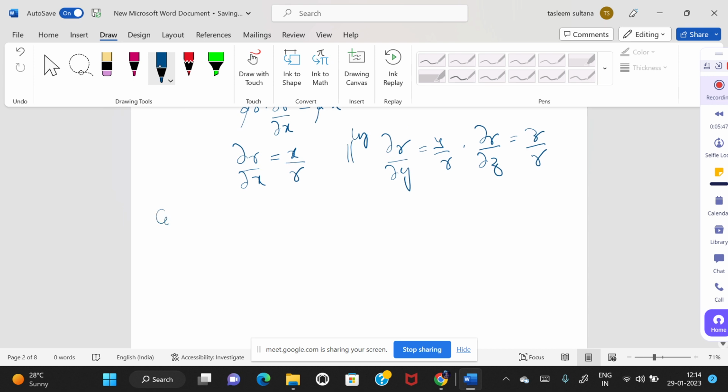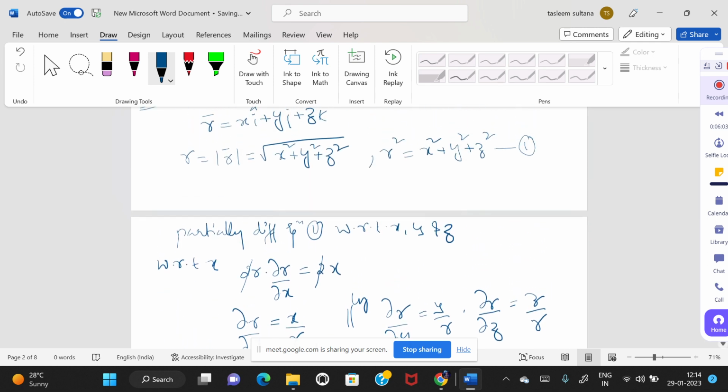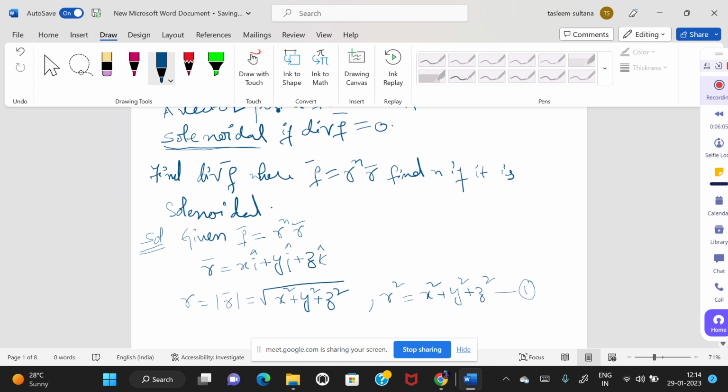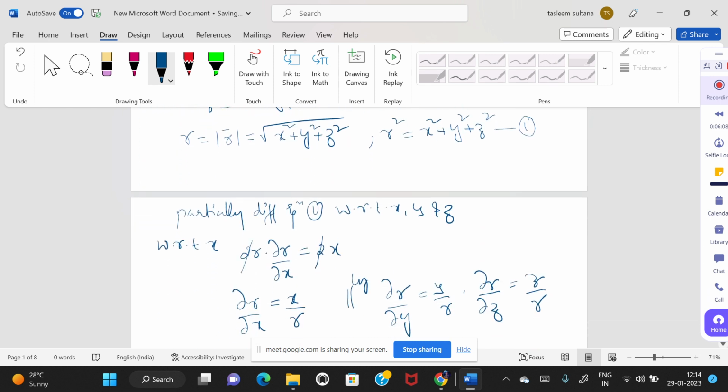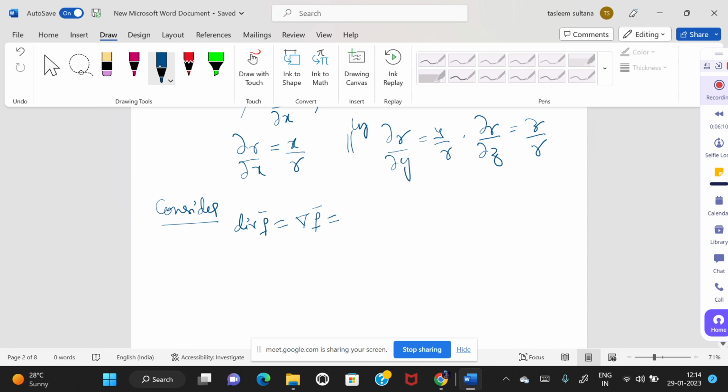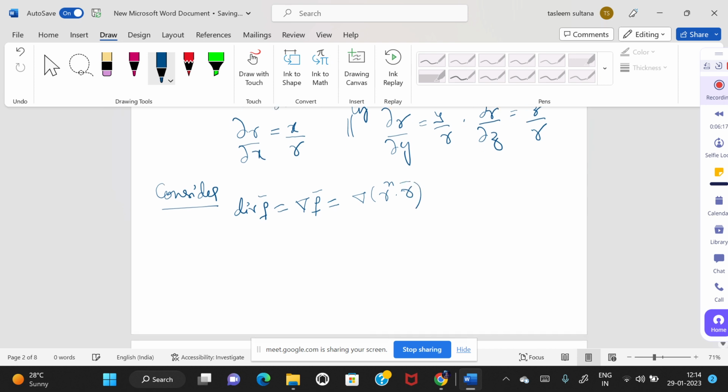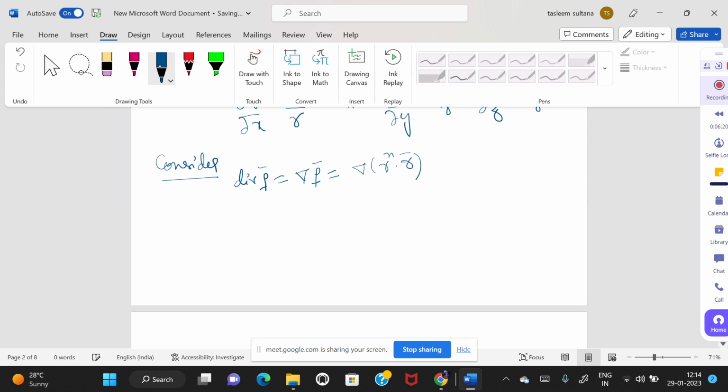We consider divergence of F vector, that is nabla dot F vector, which is given as r to the power of n into r vector. Nabla dot r to the power of n into r vector, they have given to us. So how can we do this?